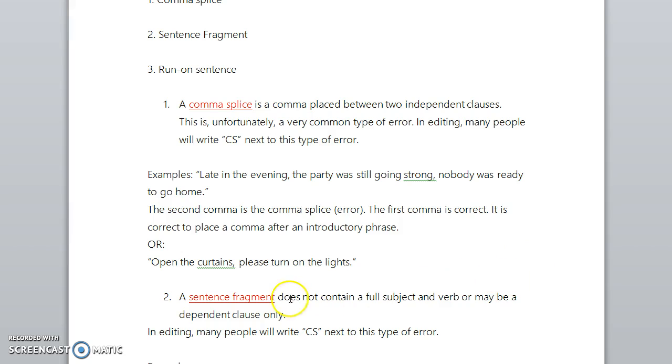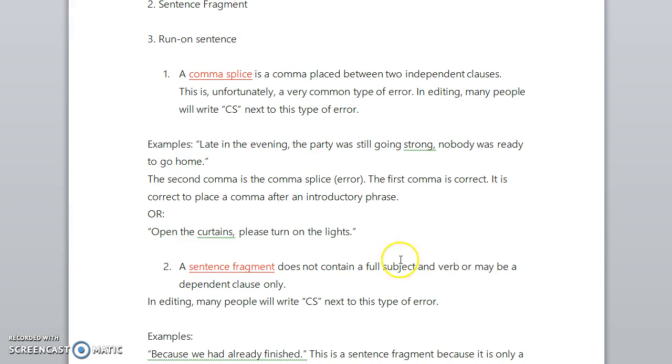Here's another one. Open the curtains, comma. Please turn on the lights. Why is this a comma splice? Open the curtains is an independent clause, and please turn on the lights is another independent clause.